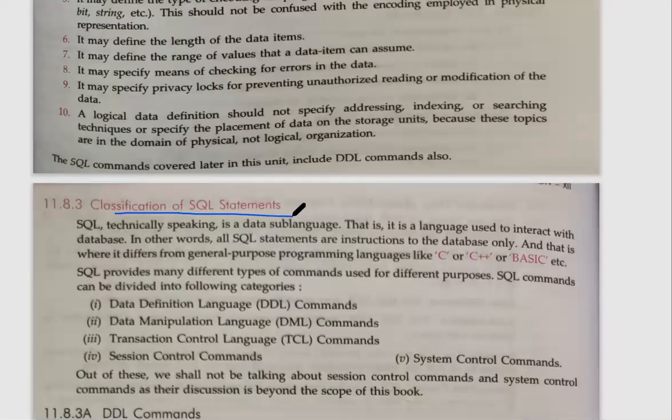classification of SQL statements. Your SQL statements are broadly divided into a total of 5 categories. These categories you have to remember. First is your DDL commands, then your DML commands, then your transaction control commands, session control commands, and system control commands. The very first thing you must know is that these are all the commands we have in SQL. Practically, we are going to use only the first two of them. Okay, these two practically we are going to use.